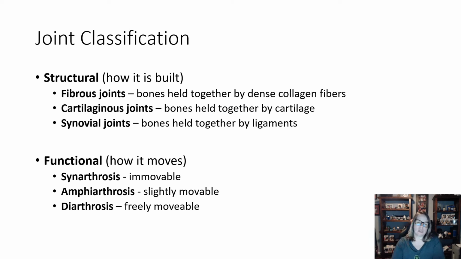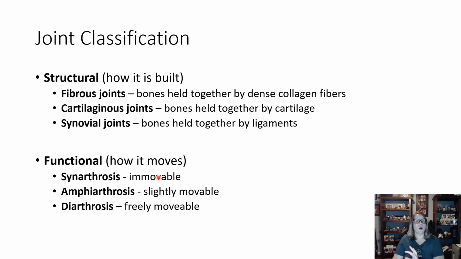Now, in terms of joints, we can classify them based off of either how they're built or how they move. And I'll be presenting them in the category that we call structural, which is how they actually are built. Now, we can build a joint using three different types of material. If it's a fibrous joint, it's going to be built using dense collagen fibers. If it's cartilaginous, we'll be using some type of cartilage. And if we tend to see ligaments involved, it's called a synovial joint.